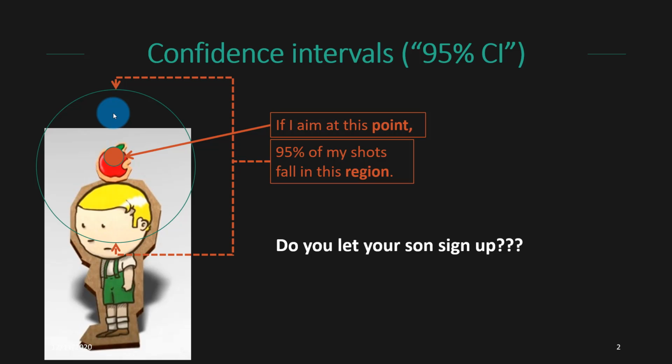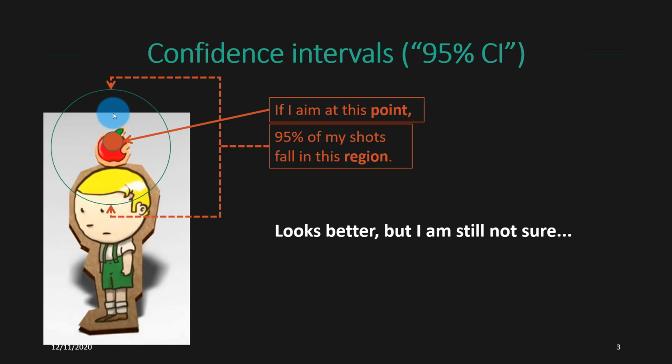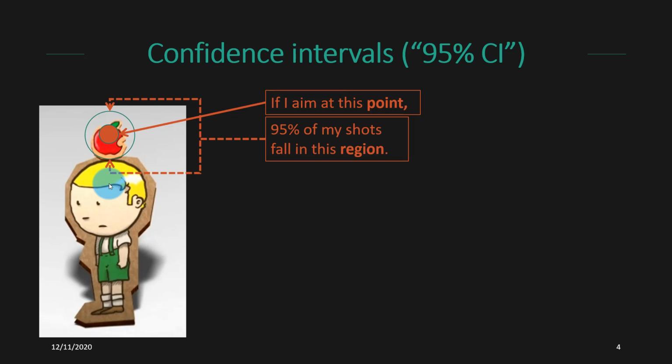Probably not, right? But what if I told you, look, I actually have gotten better, and now 95% of my shots fall in this region. Well, that looks better, but there's still a pretty decent probability that your son takes an arrow to the head, so you probably don't let your son sign up. And now I can say, look, I've gotten even better. If I aim for this point, 95% of my shots are going to fall in this region. So I almost never hit children in the head. Now, those still aren't great odds if we're actually talking about shooting arrows at apples balanced on children's heads.